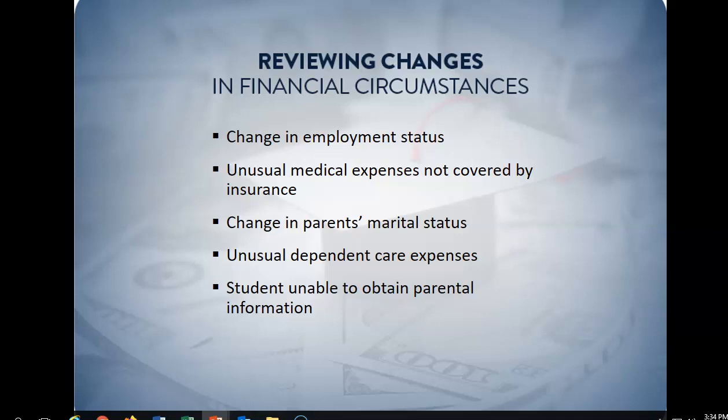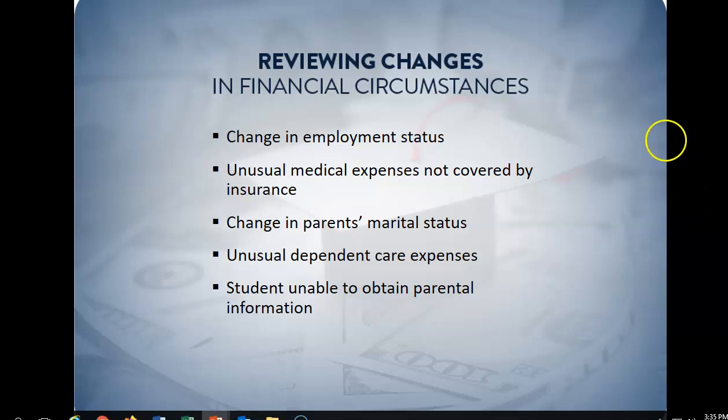For example, you have a child with special needs. The student unable to obtain parental information. This is very similar to our discussion earlier about who can file the FAFSA and who cannot. Any student that has a rift with their parent and is unable to get information should definitely talk to a financial aid administrator to determine what process can be followed to see if they can get aid without that parent.